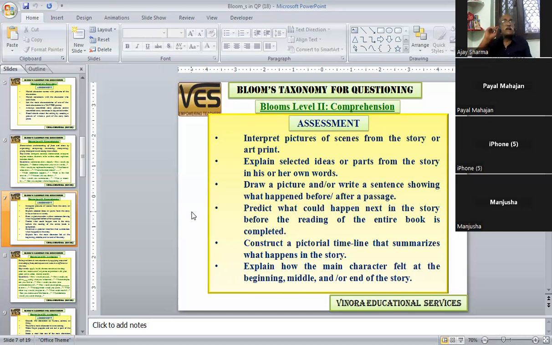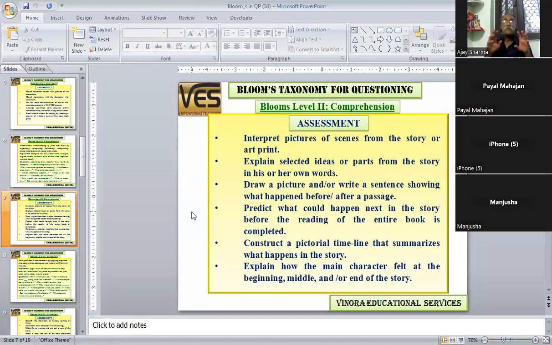Explain selected ideas or parts from the story in your own words. Discuss right from the beginning till middle age. How was Amitabh Bachchan? You gave a short life story. Anybody you can create. I don't know much about this syllabus because for last 10 years I am only in training.